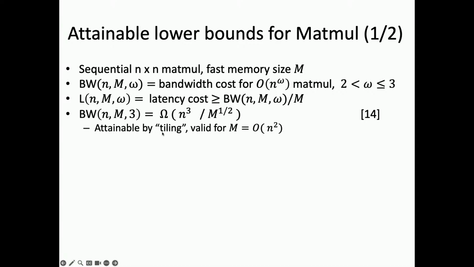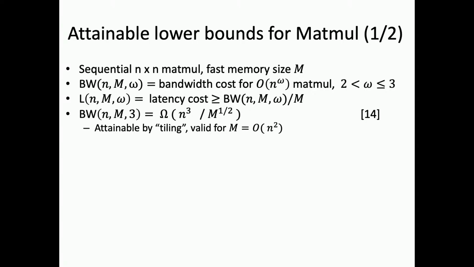You break up your big matrix into little square root of M by square root of M submatrices, and you move those in, and you do little submatrix multiplies in order to hit the lower bound. And everybody who's optimized matrix multiply has done this for decades. This is a classical thing.